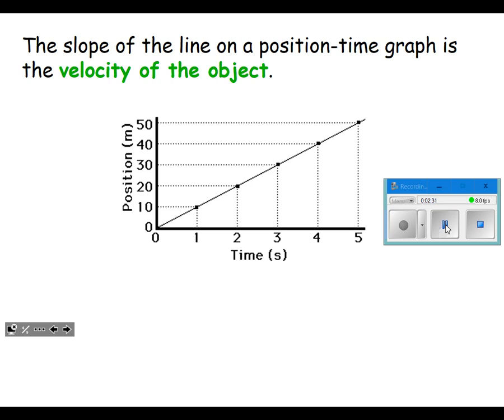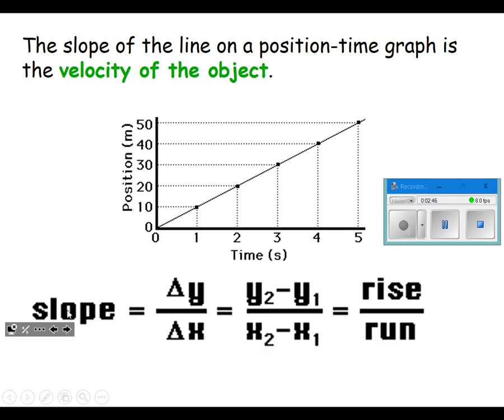Now, this is important for several reasons. The reason this is really important is the slope on a position versus time graph tells you the velocity. If you remember in math, they've taught you that slope equals the change in y over the change in x, which also is y2 minus y1 over x2 minus x1. Another way that most of you remember it is rise over run. But again, the slope of a position versus time graph is velocity.